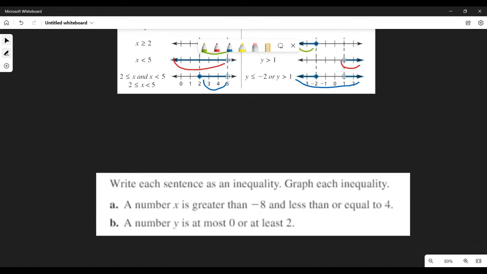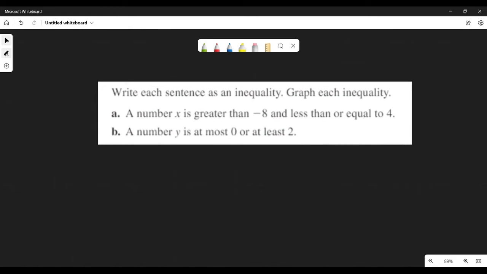Here, we just have a couple of examples. We have to write each sentence as an inequality and graph each inequality. The first one is a number x, so x is our variable here, is greater than -8. Let's write this out: x is greater than -8 and less than or equal to 4. So it's "and," which means the graphs will intersect.